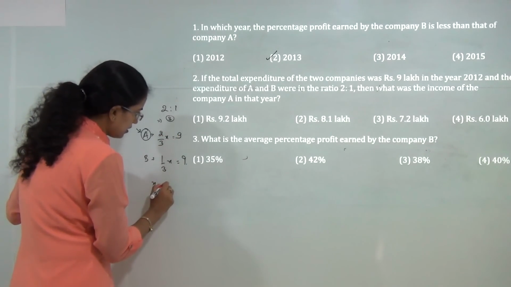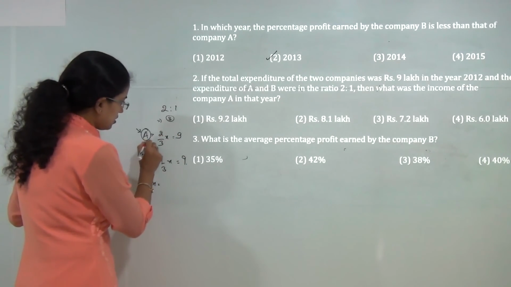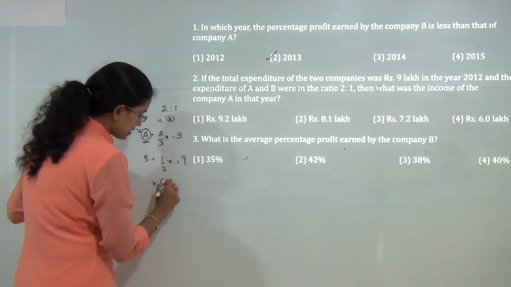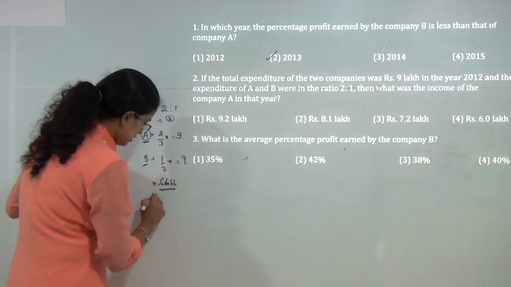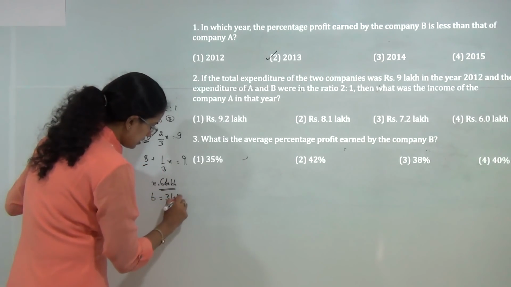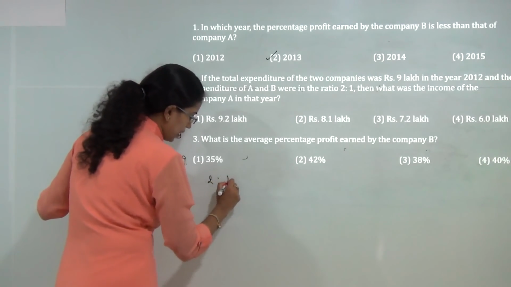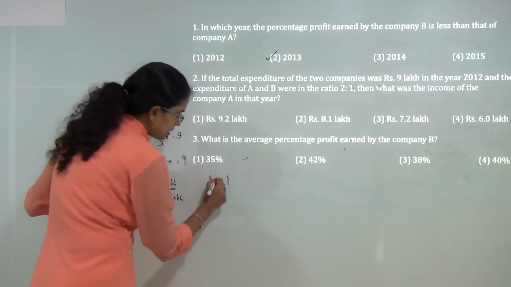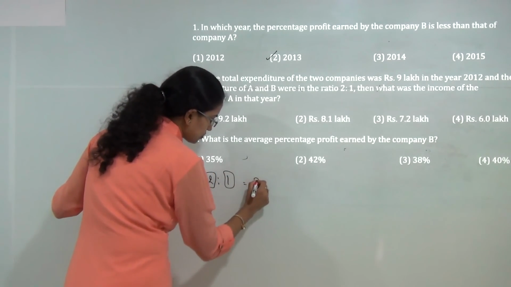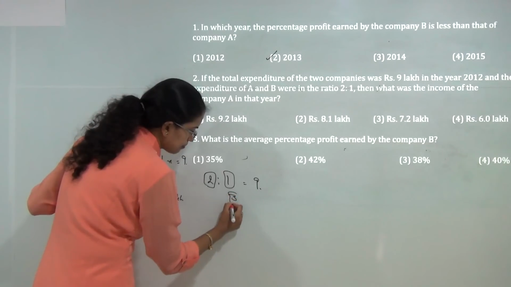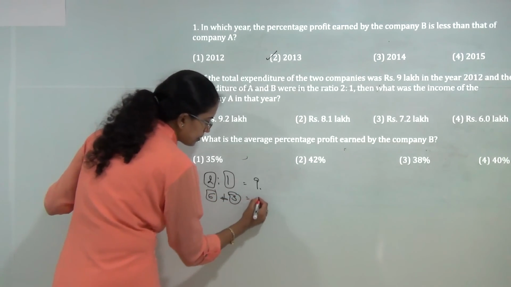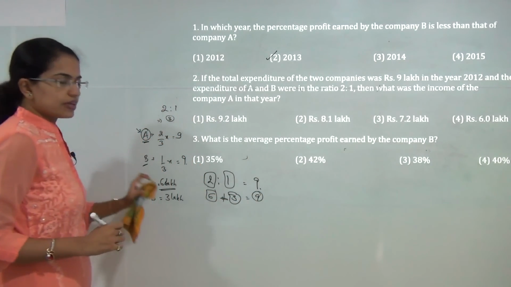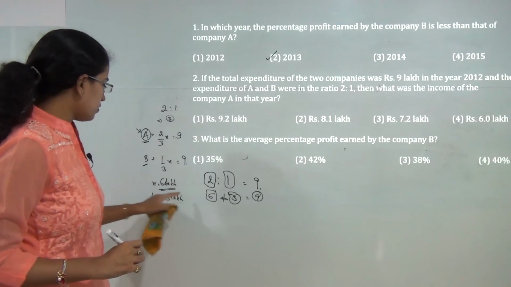x would be 6 lakhs, okay, and B would be 3 lakhs. So since they are in the ratio 2:1, I can simply say it has 2 parts and it has 1 part, and the total is 9 parts. So if this is 3 parts, I can double this and say this would be 6 parts, and if I add them up, it would be 9. So this way we can find the share of A and B.